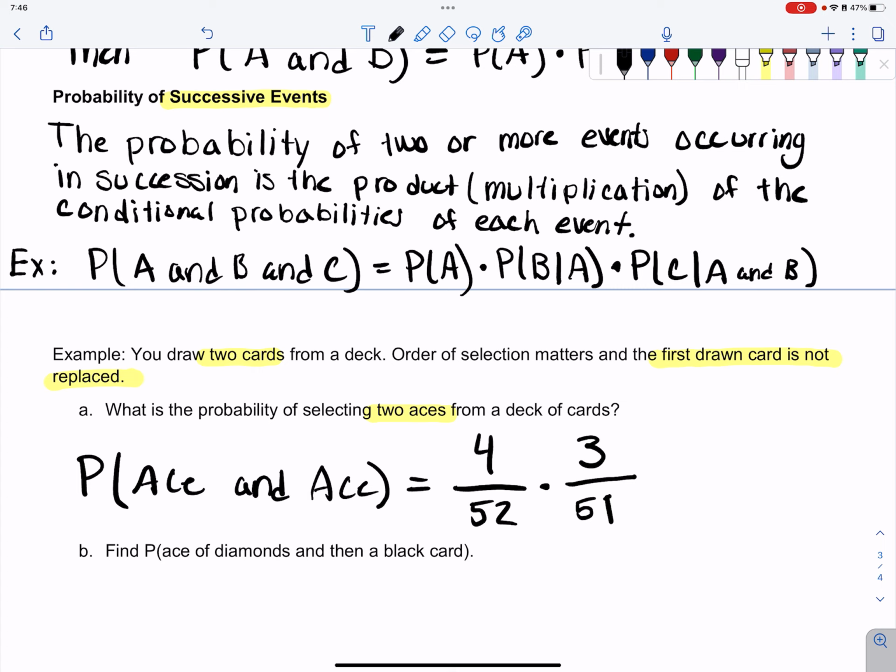And now we can multiply these two fractions together. When we multiply fractions, we multiply the numerators together and multiply the denominators together. So this is going to give us 12 out of 2,652. So it's a very small probability that you would get two aces in a row.